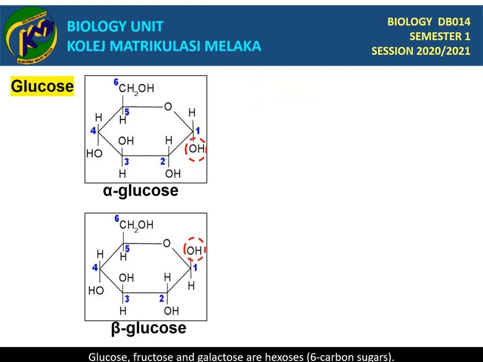There are two types of glucose, which are alpha glucose and beta glucose. They are different due to the location of the hydroxyl group at carbon 1.